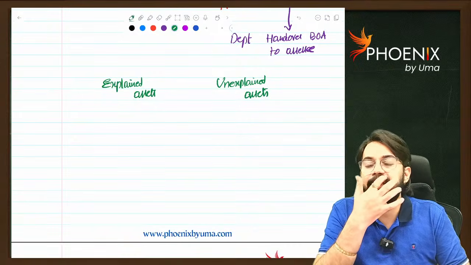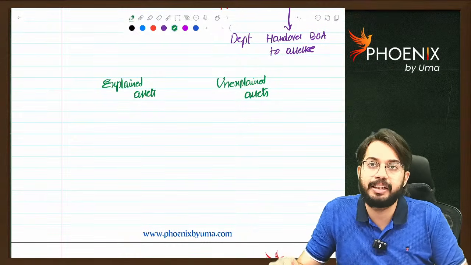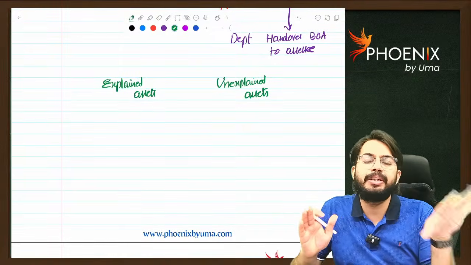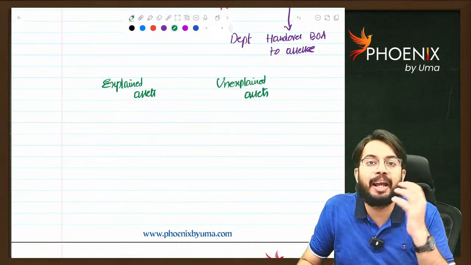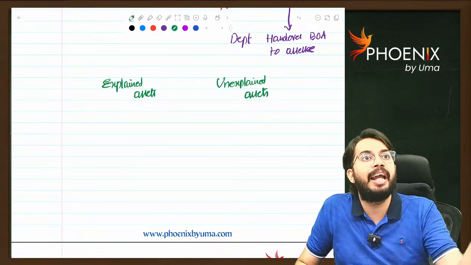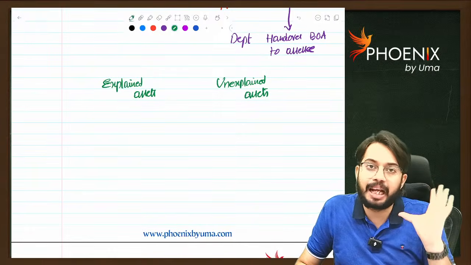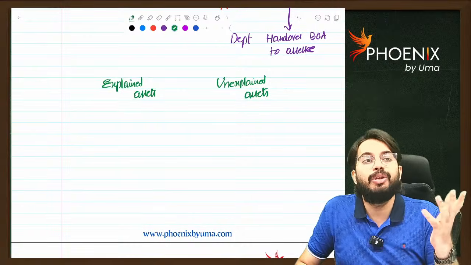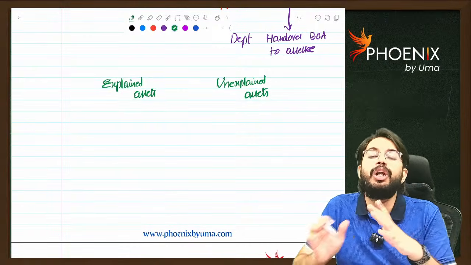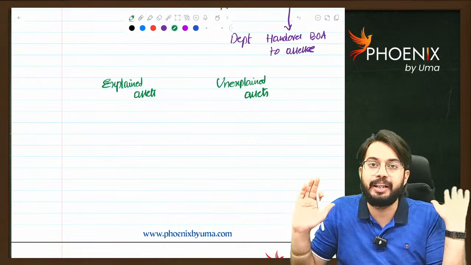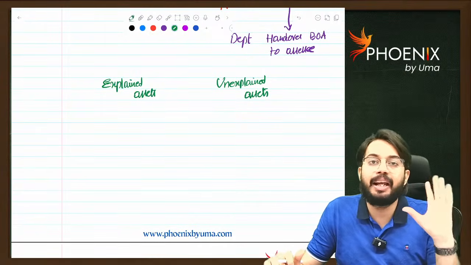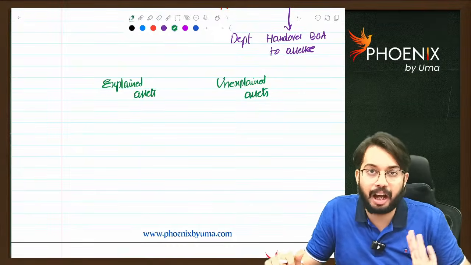Sir, why are you discussing explained assets and unexplained assets? Department conducted a search at my place. There are some assets which I truly disclosed in my income tax return. Those assets I can get back from the income tax department. Whatever unexplained assets are there, I can get only after completion of all proceedings. But explained assets I can get back within a certain time limit. Are you able to understand?